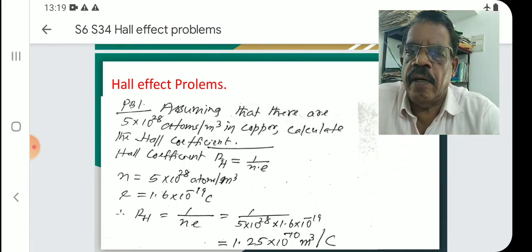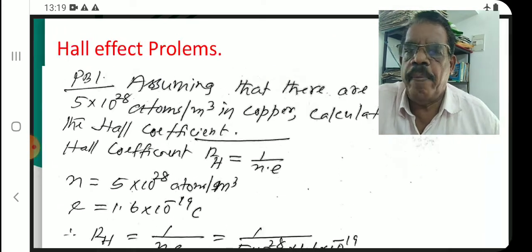So we can see one or two or three problems from Hall effect.